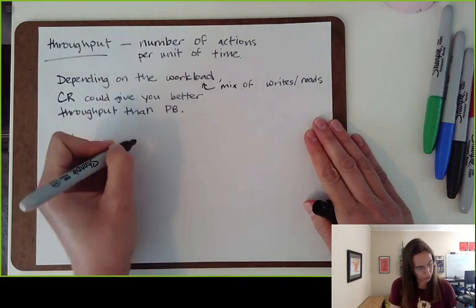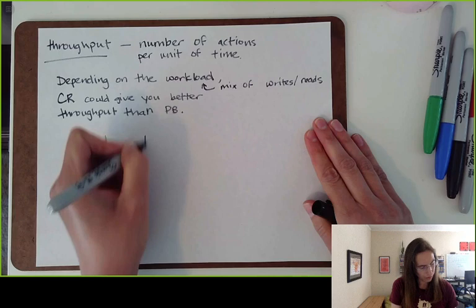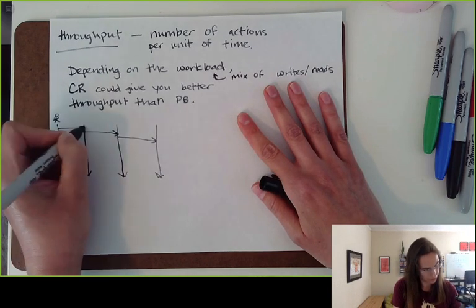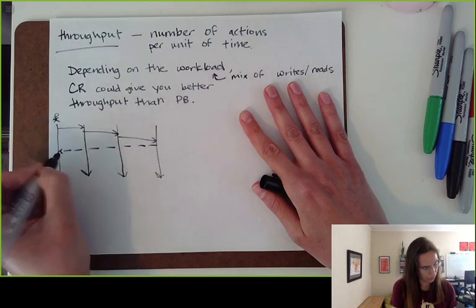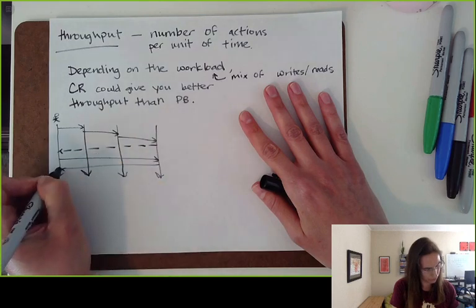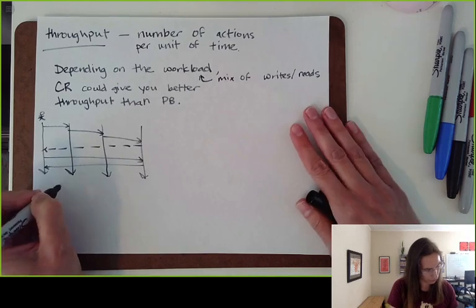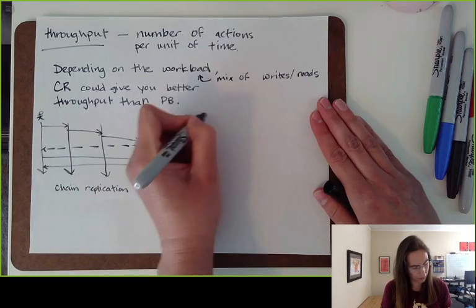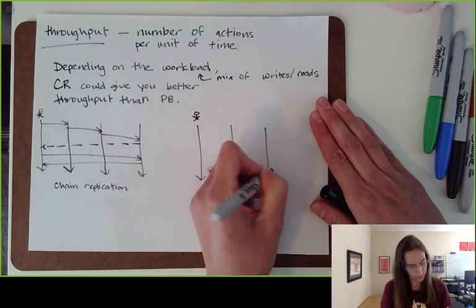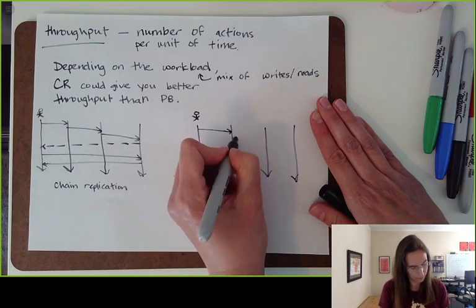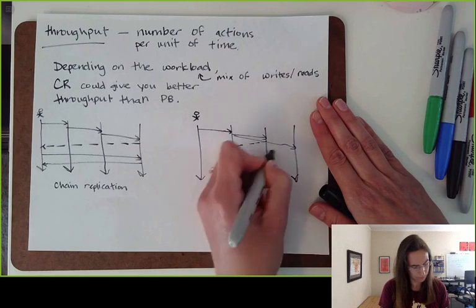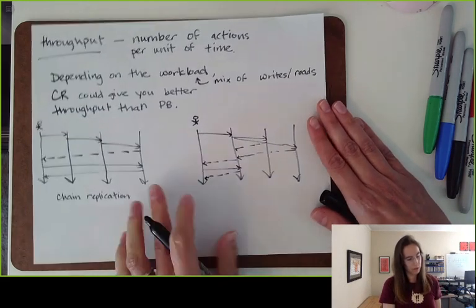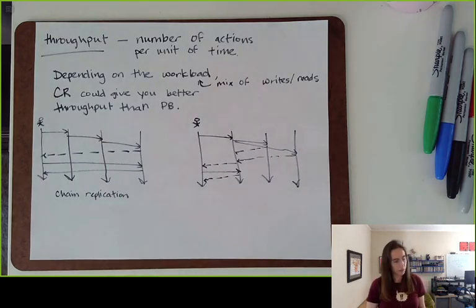Yeah, so just to sketch out for you the difference between the two, chain replication looks like this for the write path, and like this for the read path. So that's chain replication. And primary backup looks like this for the write path, and like this for the read path. So if everything's reads, it's not really going to make a difference.